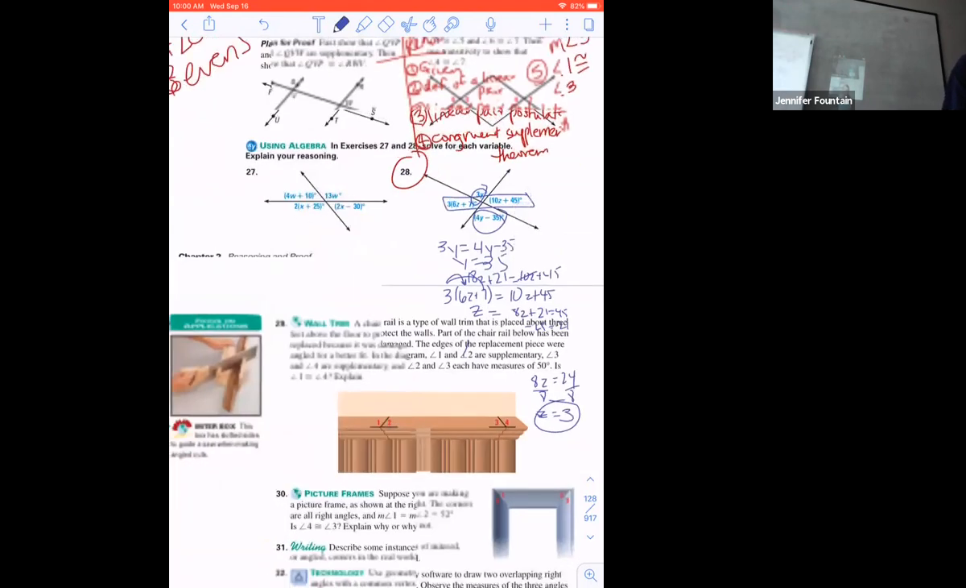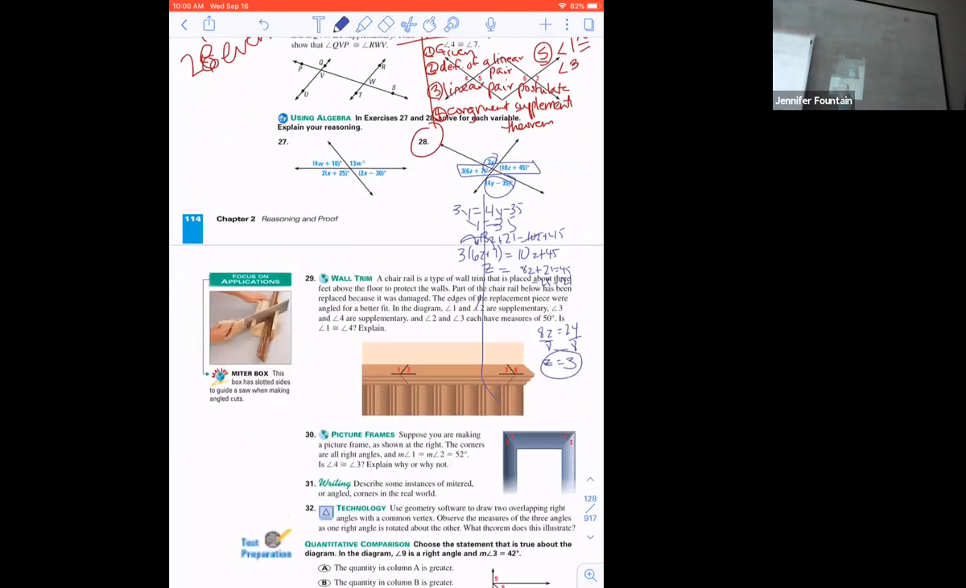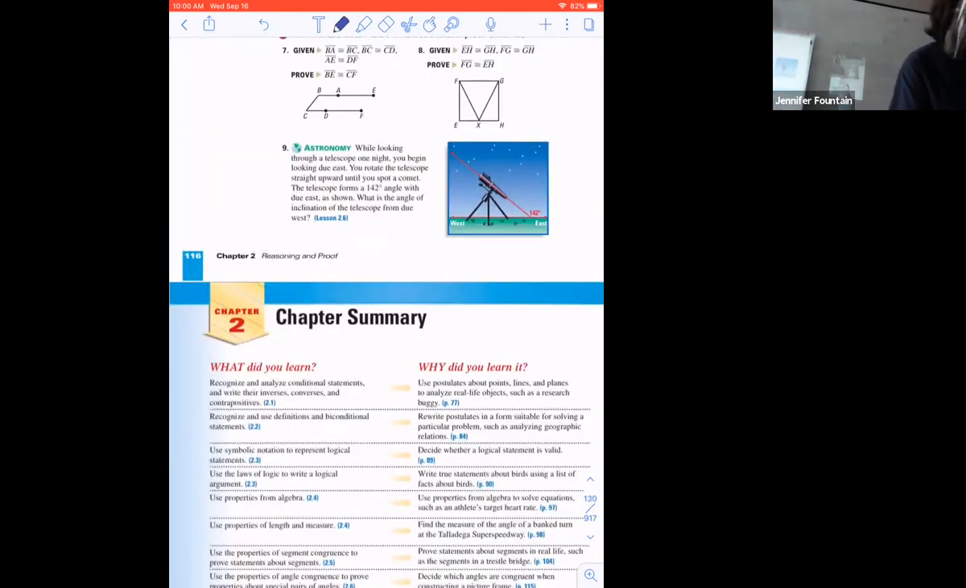All right. So we finally get through it all. Praise the Lord. Okay. So now you can see that this was the end of the chapter. Chapter summary. Okay. So let's go ahead and look through. Section 2.1 was dealing with our conditional statements, if then, hypothesis and conclusion.